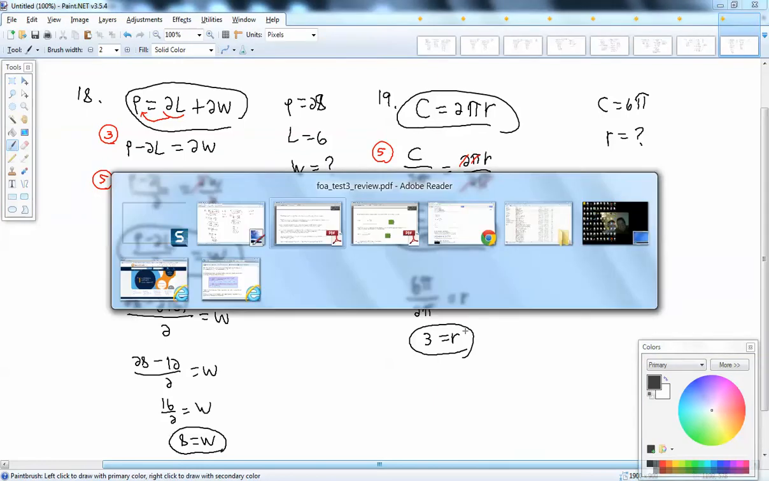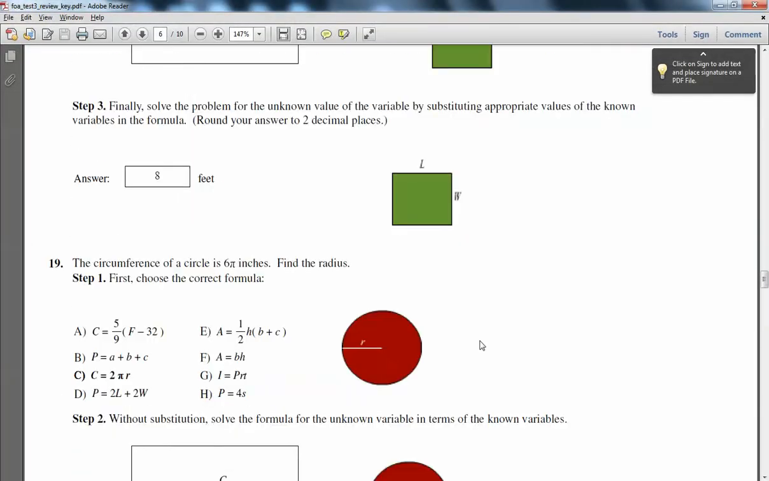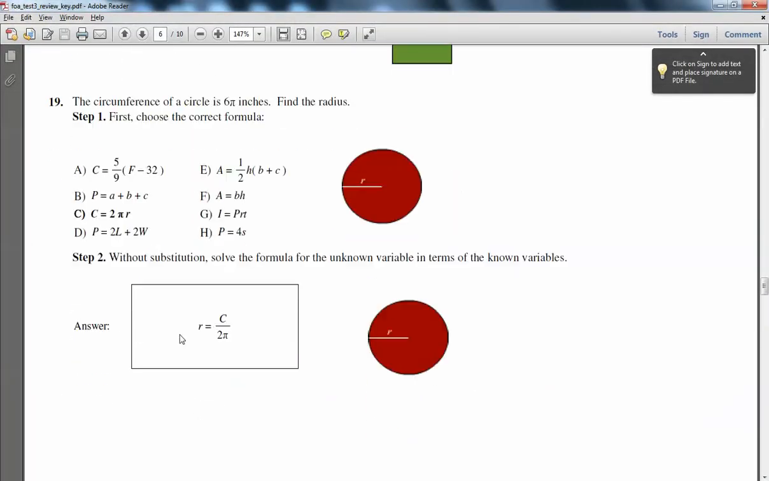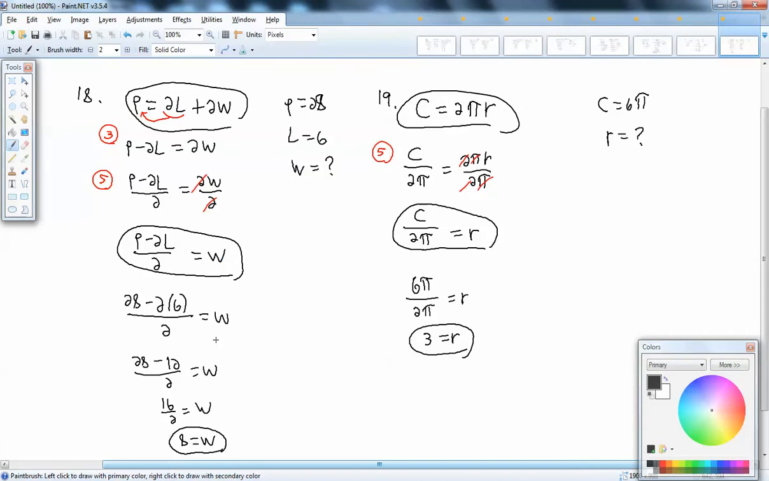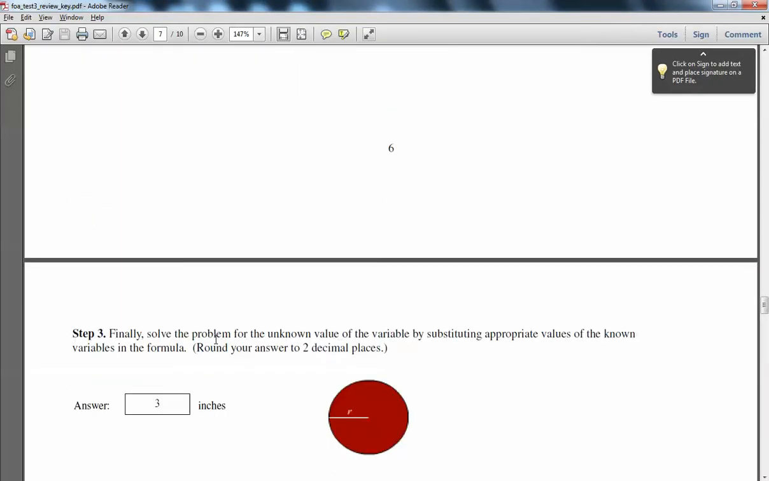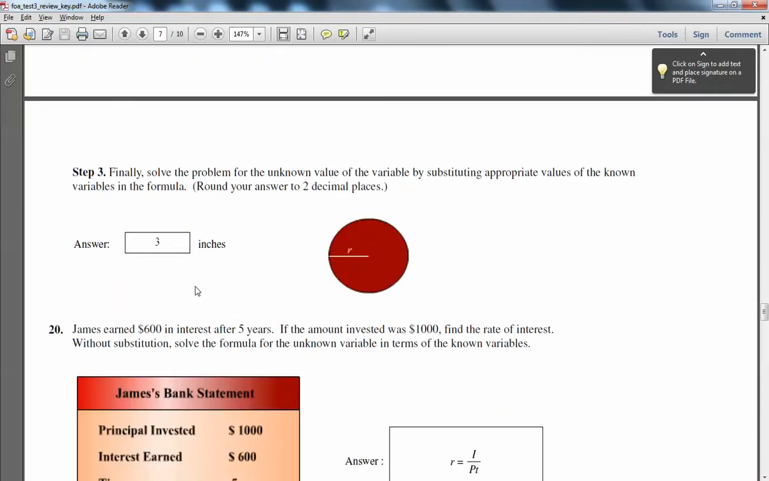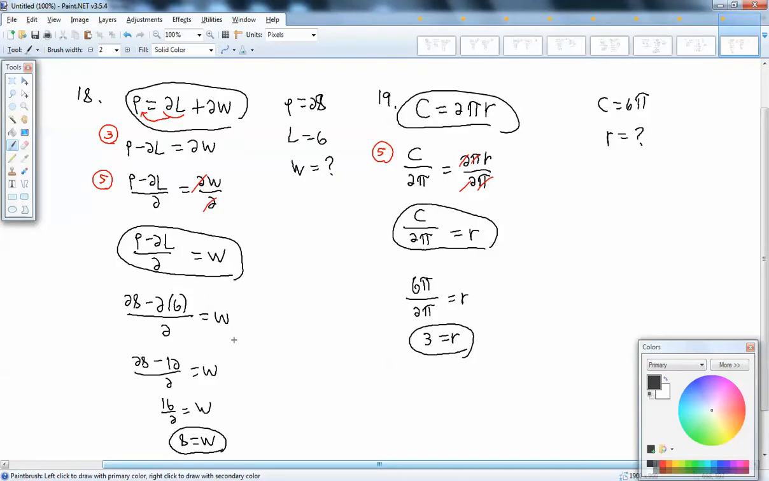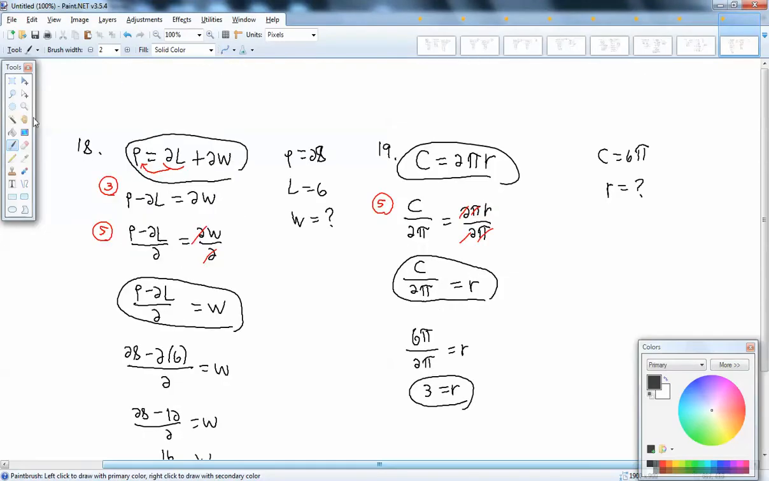What if I was supposed to have decimals? Okay. 2 pi r. r is equal to C over 2 pi. And our answer is 3. Okay. That looks good. Let me start a new page.